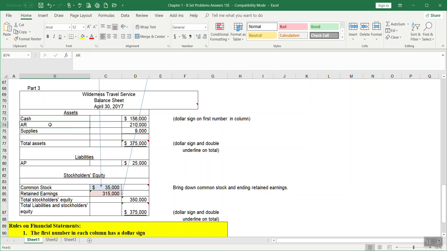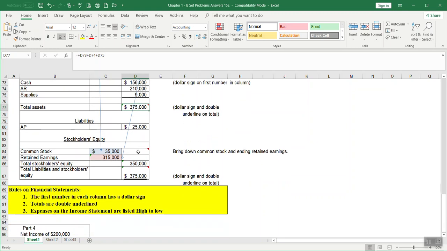And if you've had sales on account, accounts receivable would be next, followed by supplies, and if you were to have them, prepaids, followed by your longer term assets, such as land, equipment, automobile. We don't have any of those in this example. So 156, 210, and 9 added together, our total assets are $375,000. Again, dollar sign on the first number, dollar sign and double underline on my total assets. That is my first total.